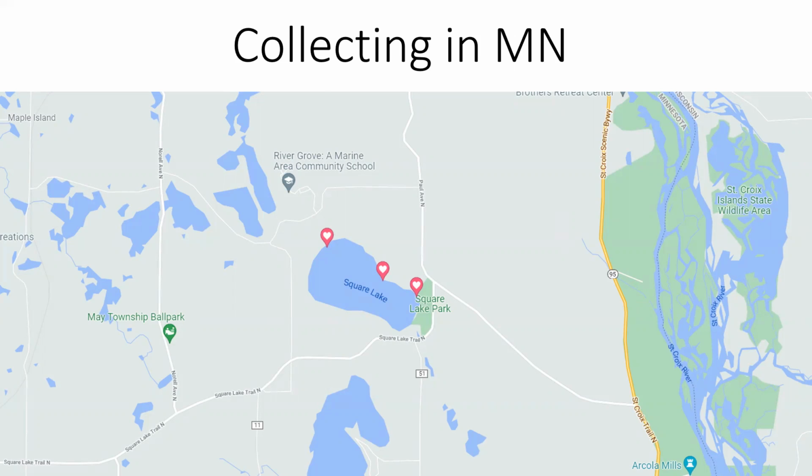I went back to Minnesota for the 4th of July last summer, and I collected some Vallisneria from Square Lake. It's just north of the Twin Cities, right near the border to Wisconsin. This lake is known for having very clear water and visibility up to about 30 feet. There were some previous collections with Vallisneria from different herbariums around Minnesota, but nothing that had been collected recently.